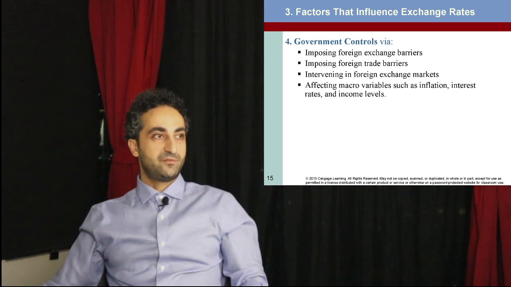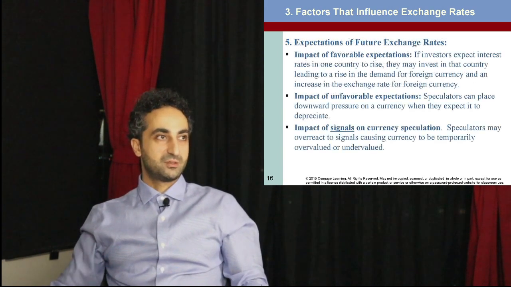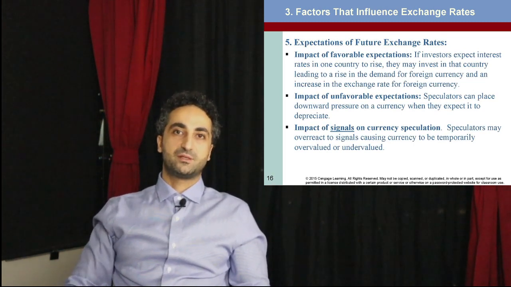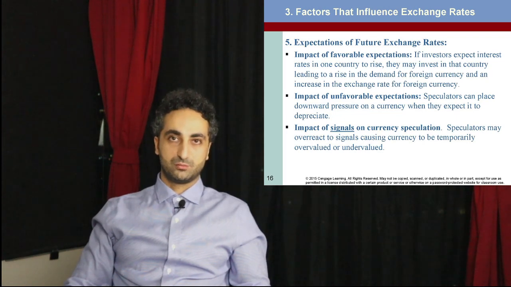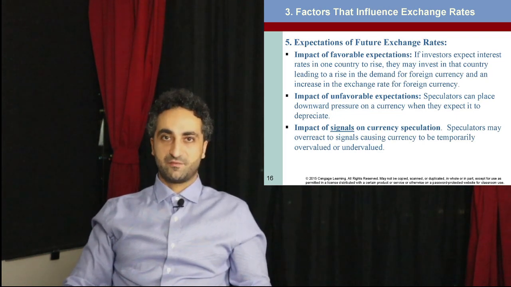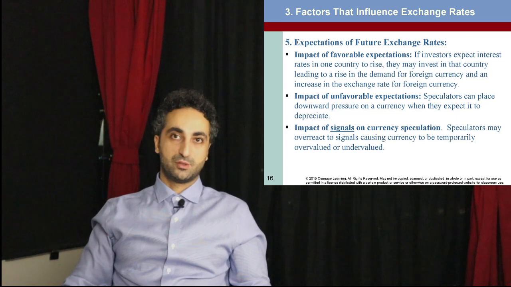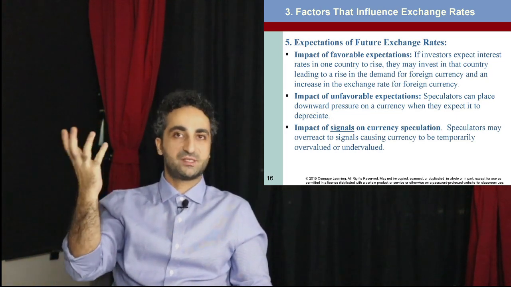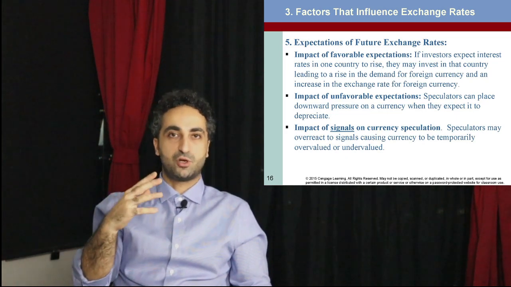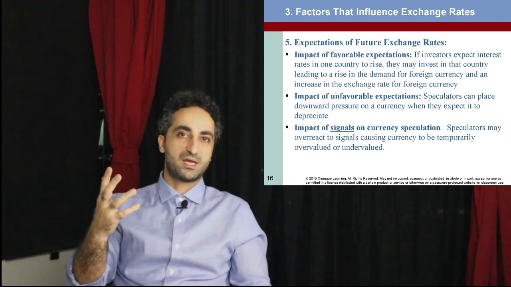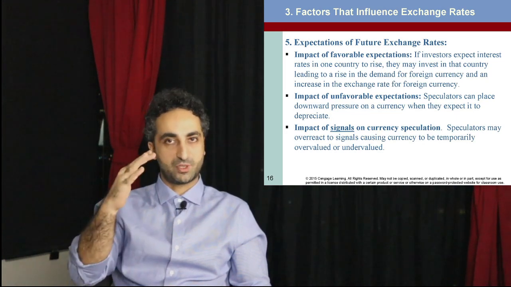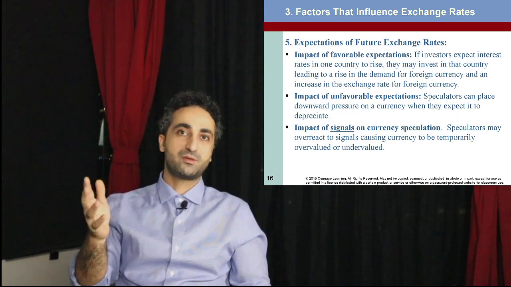Next, we move to future expectations. If you believe that one company will be doing better tomorrow, and everyone believes the same as you, the price of this company will increase. And vice versa. When Steve Jobs died, people were sad, they were pessimistic about Apple's future, so the price decreased a little bit. Same with currencies.